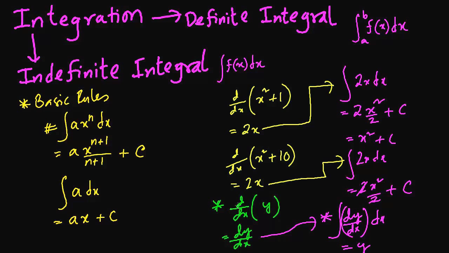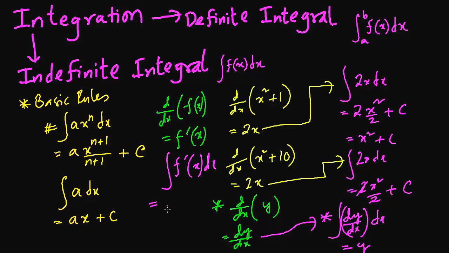So the derivative of y is dy by dx, and the integration of dy by dx gives us y. Similarly, when we differentiate f of x, d by dx of f of x, we get f prime x. Remember, this is prime, not inverse. So when we integrate f prime x, the integral would be f of x. Now in both cases, since it is an indefinite integral, integration without the limit, we have to write a plus c constant.